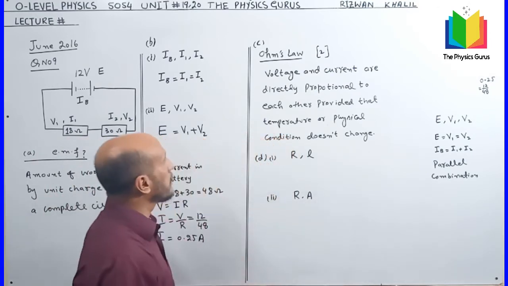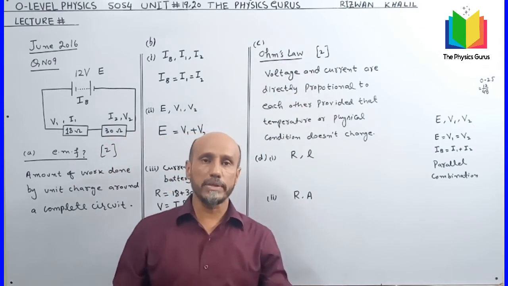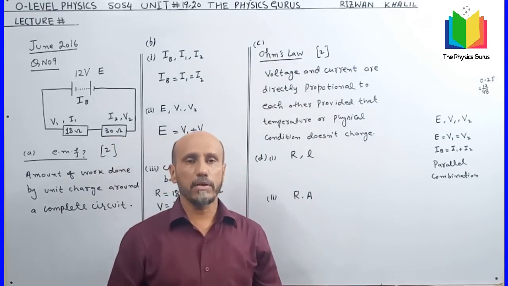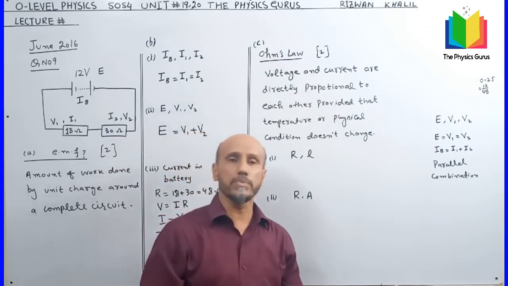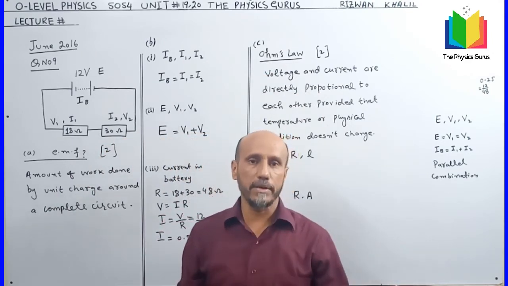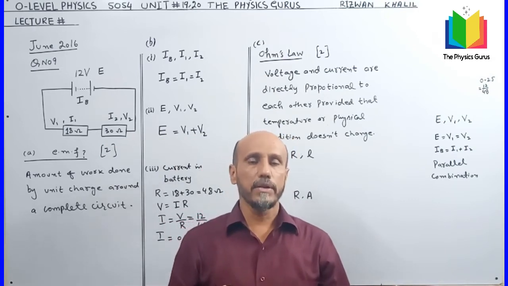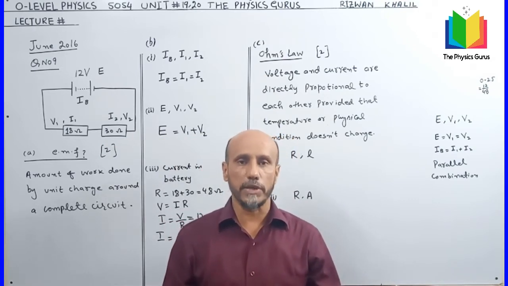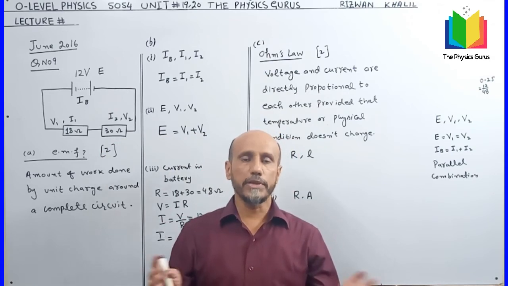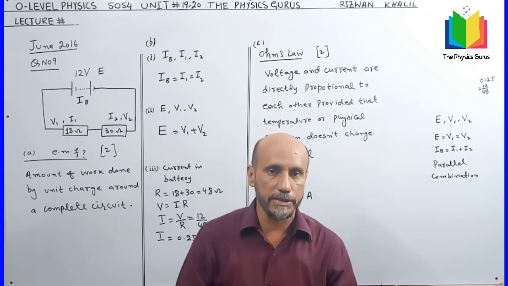The next part: state Ohm's law and its limitation. It is a 2 marks question. According to the statement of Ohm's law, voltage and current are directly proportional to each other, provided that the physical conditions or temperature of the conductor do not change. In this way you can get 2 marks for the statement of Ohm's law and its limitation.